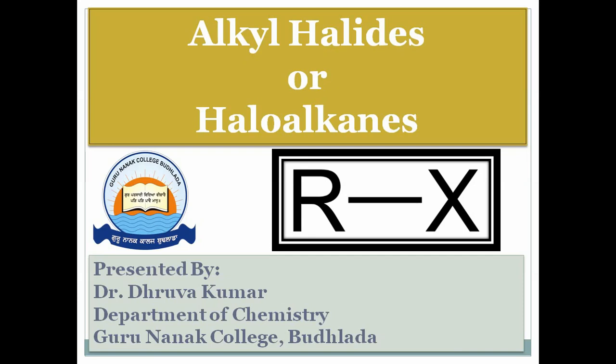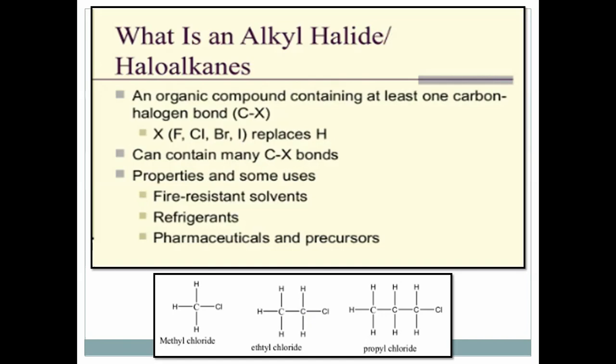Today we are going to discuss alkyl halides or haloalkanes. So, what is an alkyl halide or haloalkane? It is an organic compound with at least one carbon-halogen bond, one C-X bond. X may be fluorine, chlorine, bromine or iodine, which replaces H from the hydrocarbon. It may contain one or more than one carbon-halogen bond.